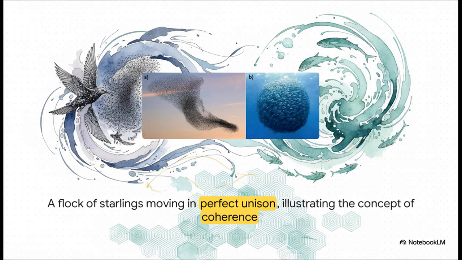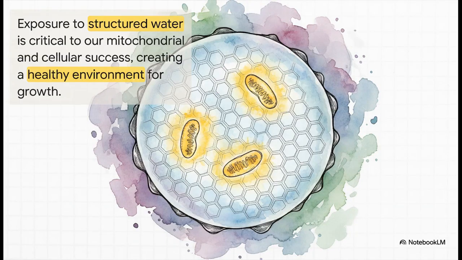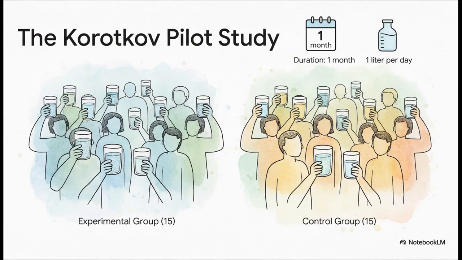I love this analogy. Think of a murmuration of starlings, or a school of fish, thousands of individuals moving as one coherent entity. That's the idea behind the water molecules in our cells. They're not just bumping around randomly, they're working together. And this leads us to a massive statement. The theory is that exposure to structured water, psychophysiology, the human body, is critical to our mitochondrial and cellular success. In fact, it creates a healthy environment for cellular growth and success. It's fundamental to life.